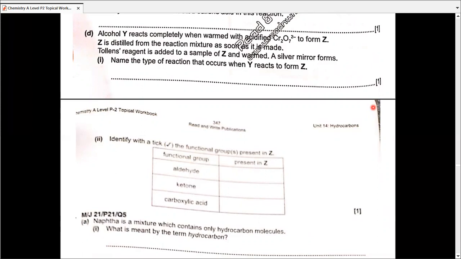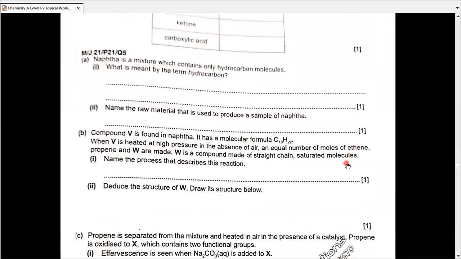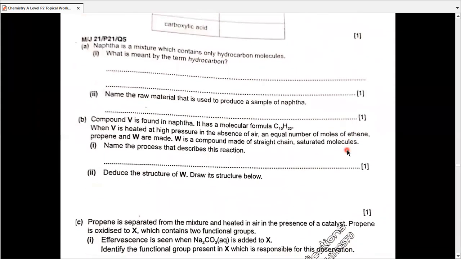It contains aldehyde, only aldehyde. Good. Moving on. Next question. Hydrocarbon is too easy. A2.